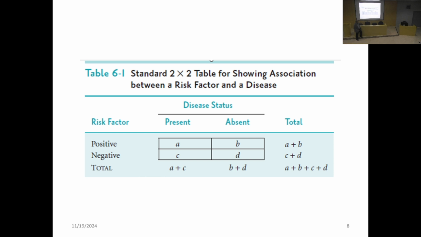What is the relative risk here? What's the formula of the relative risk here? A over B divided by C over D. No, we didn't understand. In which study design are we? I told you relative risk. Relative risk, in which study design do we measure relative risk? Cohort study. How do we calculate the relative risk?